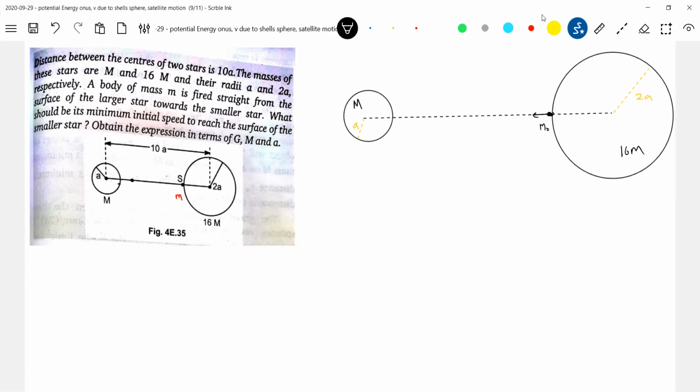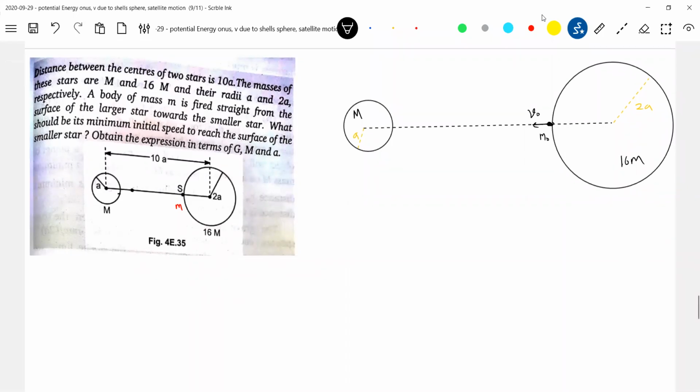I'll write it. With what speed should it be projected so that it can reach the surface? Minimum speed is being asked. What is the separation? Center to center separation is 10A. Let this be point 1. It has to reach point 2. So what is the minimum speed I should project?